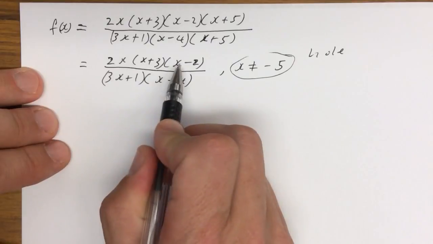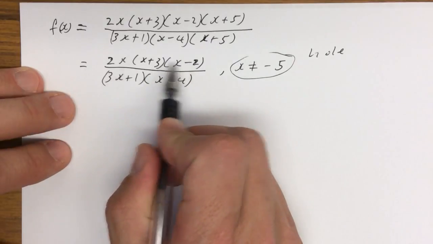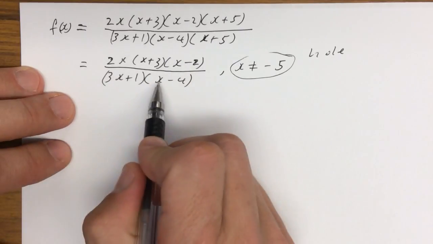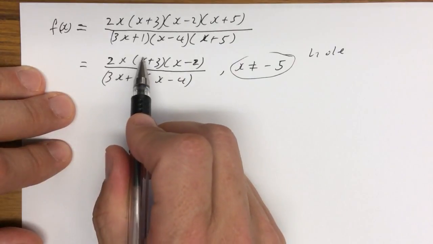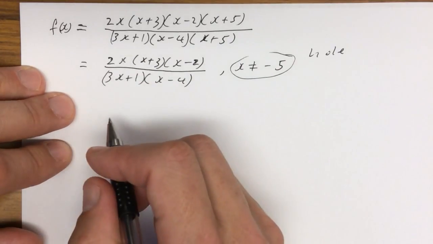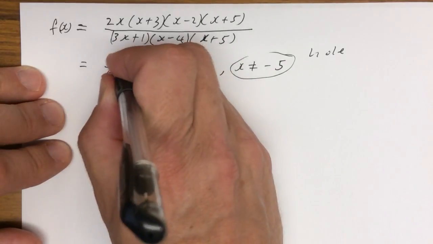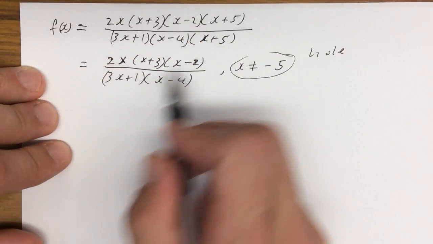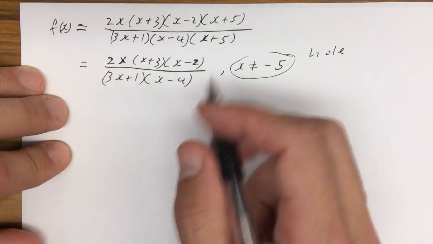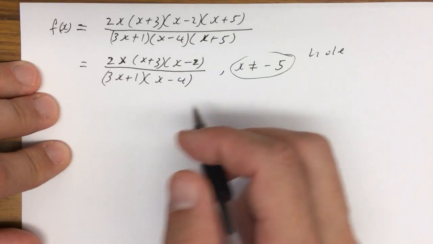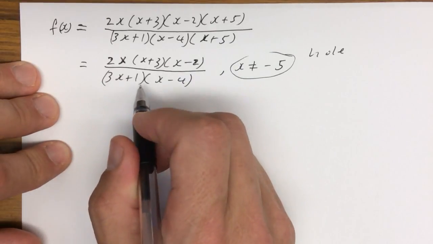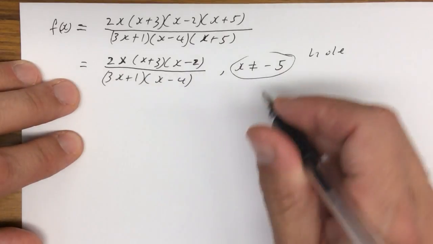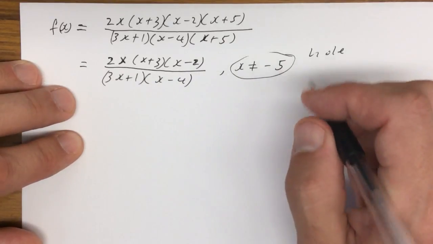Now the degree of the top is a cubic, so it's degree 3. The bottom is a quadratic, so it's one higher on the top than the bottom. We're going to have an oblique asymptote. Okay? So in order to find out what that oblique asymptote is, we need to expand this and do the long division.